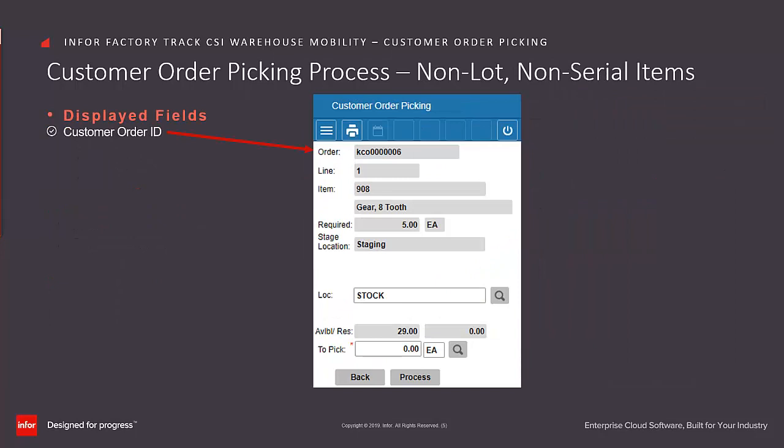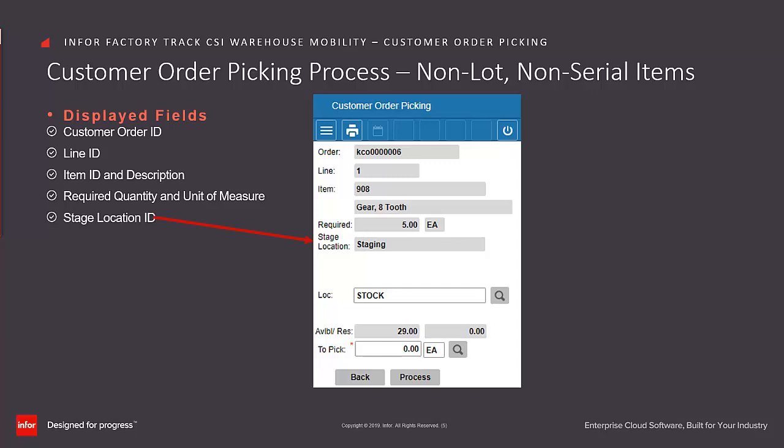To perform the customer order picking process for non-lot, non-serial items, Factory Track displays the customer order picking process screen. Factory Track displays the following based on the entry selected from the previous screens: the customer order ID, the line ID, the item and description, the required quantity and unit of measure as defined on the customer order, the stage location ID, the available quantity and already reserved quantity for this order at the specified location.